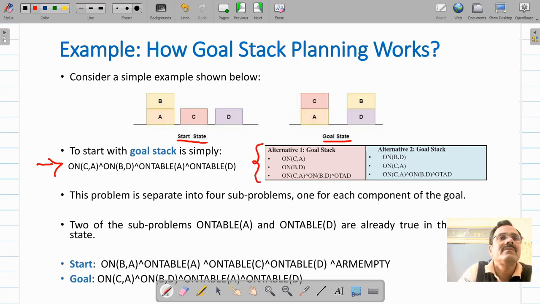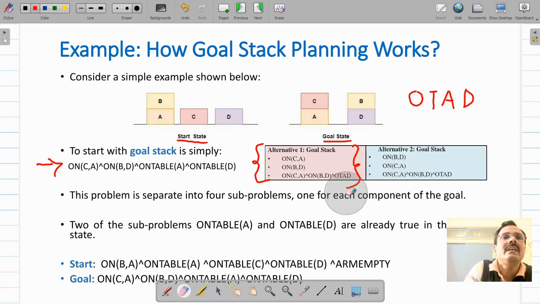Look at this part. So we have block C on block A, block B on block D, and then A and D, they are on table. So combinedly I will write that as on table, OT. What is on table? Block A and block D. So instead of writing two separate predicates, I will write a single predicate OTAD, that means on table A D. So this is the goal that we will have to achieve. So we have put that on the goal stack.